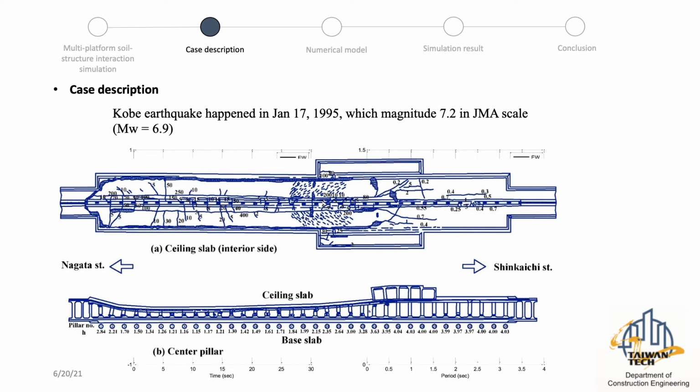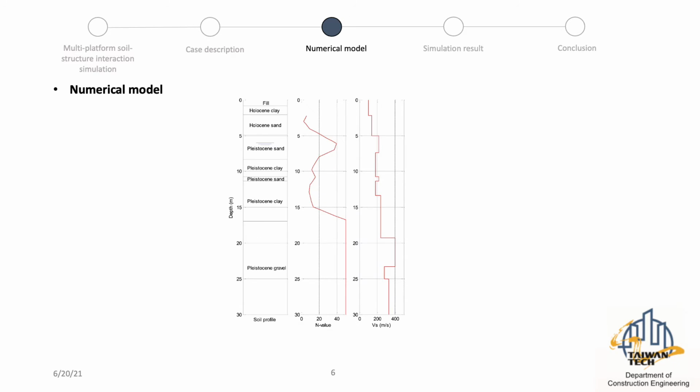And then this is the diagram of the tunnel from Daikai station. So here we talk about the numerical model. Before building the model, the soil parameters are important. The soil condition is from a borehole at the southeastern portion of the Daikai tunnel site.